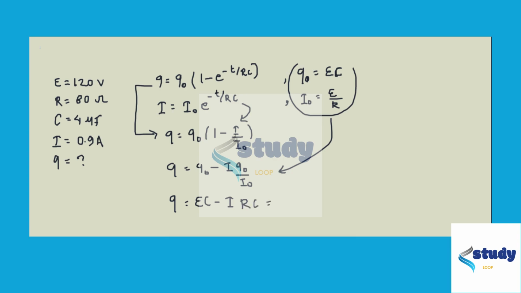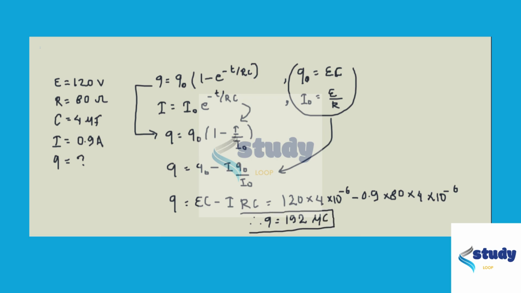Okay, now we have come to a simple formula where E is 120, C is 4 microfarads, so 4 into 10 to the power minus 6, minus, now I is 0.9, R is 80, and capacitance C is 4 microfarads, so 4 into 10 to the power minus 6. Therefore, Q, the charge on the capacitor, equals 192 into 10 to the power minus 6, so that is microcoulomb. So this is the charge on the plates of the capacitor.